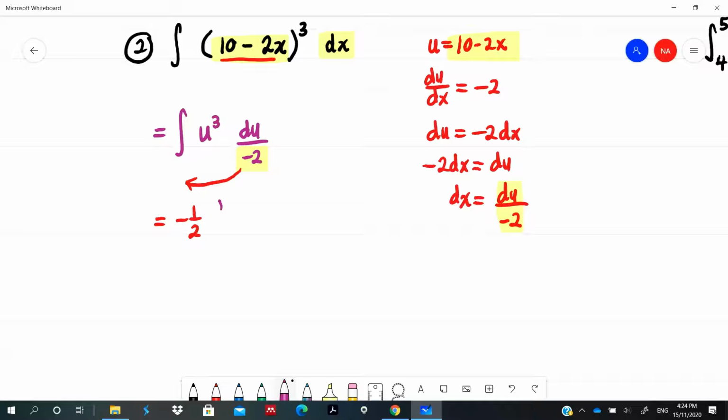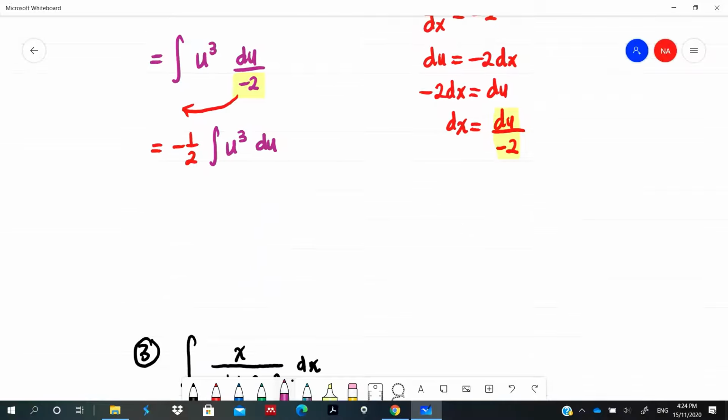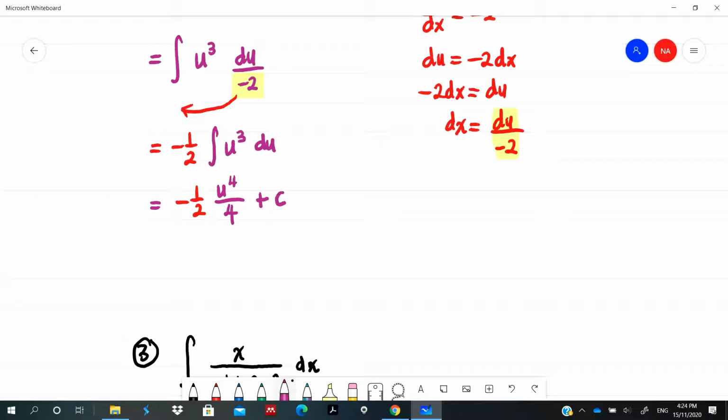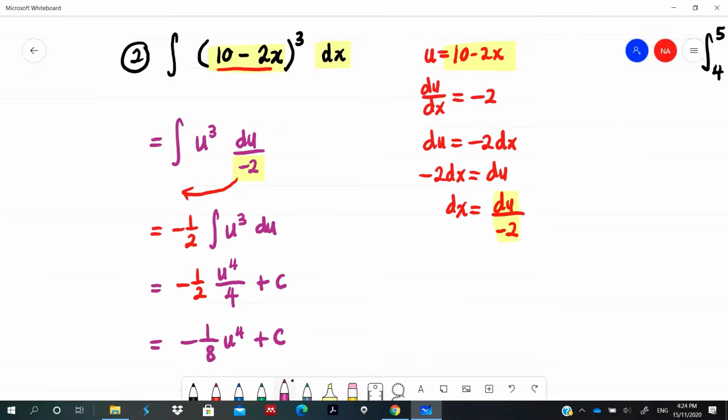So now we just want to integrate u to the power of 3 du. Alright, so integrating u to the power of 3, with the negative 1 over 2 just written in front, will become u to the power of the new power, which is 3 plus 1, which is 4, divided by the new power, which is 4, but in this case we'll have to add plus c. So our final answer can be simplified as 1 over 8 u to the power of 4 plus c for this type of question.